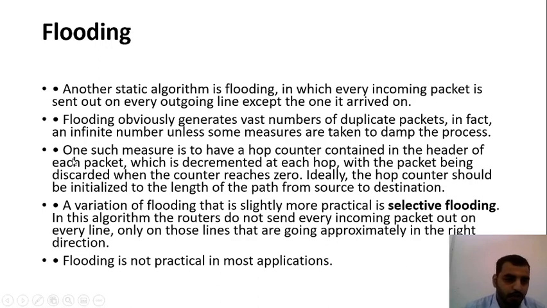So that's the reason it is called flooding. What is the third one? It says one such measure is to have a hop count. Hop count in the sense you will have a value for that router and you will decrement it on every hop so that duplication can be reduced.